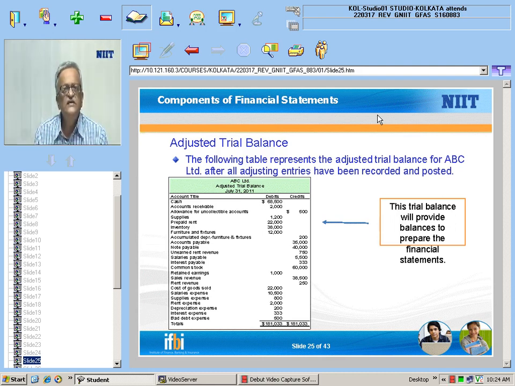Please see the adjusted trial balance. After going through the adjusted trial balance, you have to tell me what are the adjusting entries that have been made. Adjusting entry means entries related to accrual and deferral. Those are the items you have to tell me.